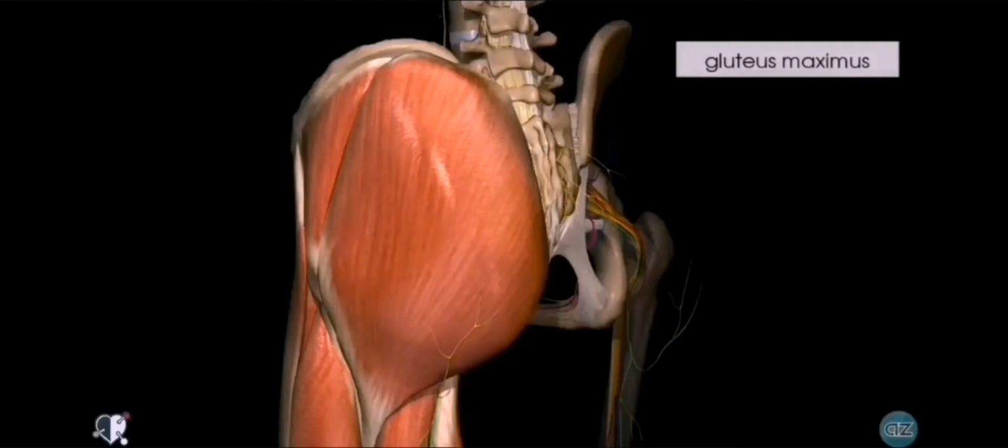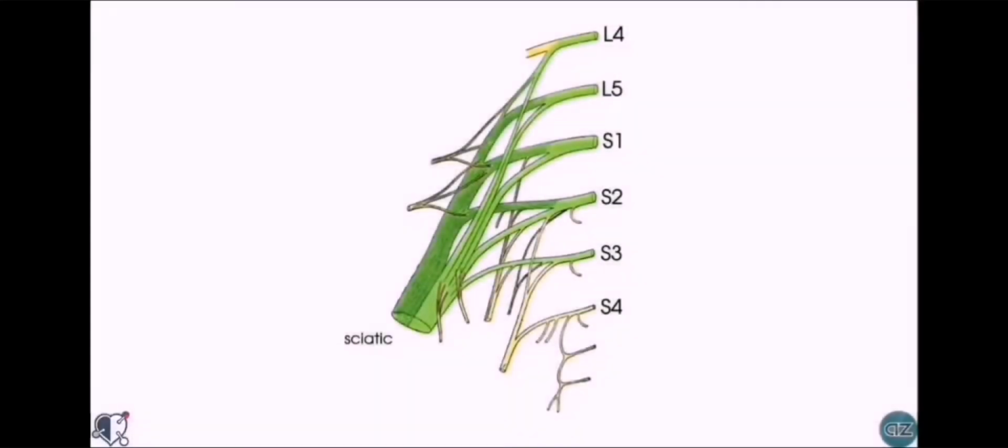The sciatic nerve is the largest nerve of the body, and it is derived from 5 nerve roots from L4 to S3.